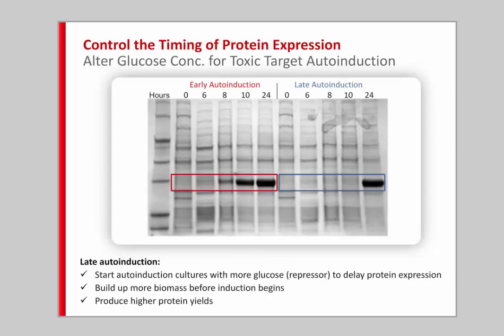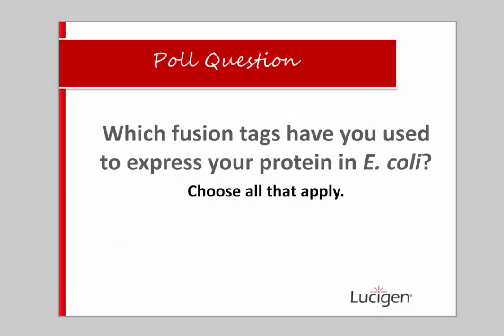So depending on the amount of glucose added during the initial autoinduction setup, the protein expression can happen at an earlier time point. Here we see it at about 8 to 10 hours really showing up with a lower concentration of glucose. Or with a higher concentration of glucose, it takes longer for the cell to deplete the glucose in the media, and we get a later induction, a later switch over to the rhamnose. This can help increase overall protein yield, and it can also help increase the cell's tolerance for toxic protein targets.